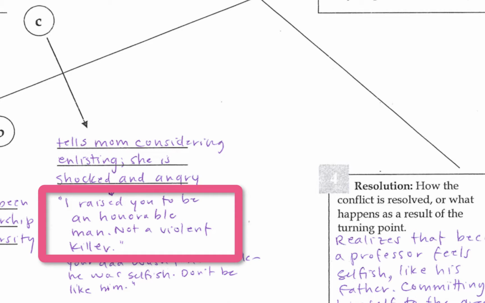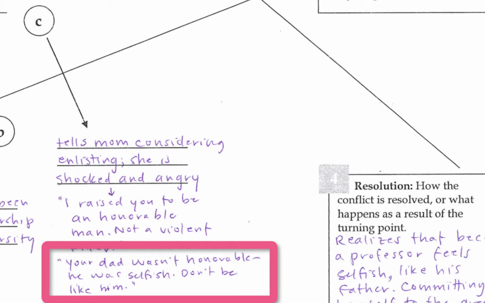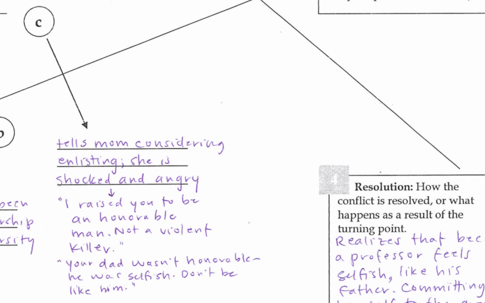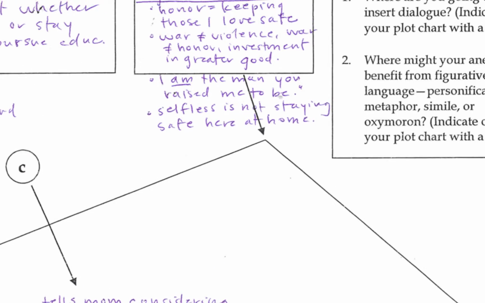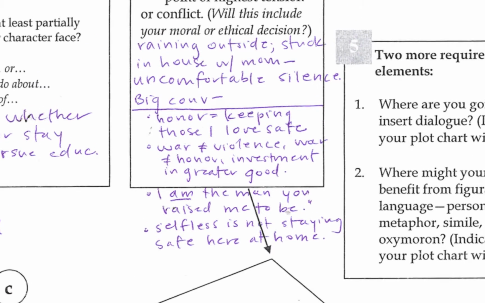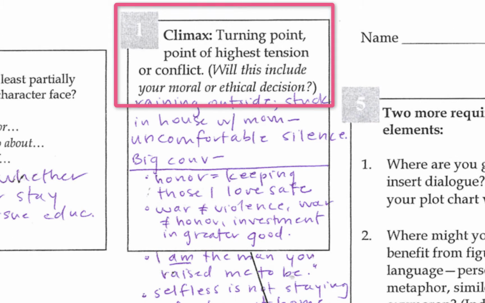And then she's going to appeal to my memories of my dad. So she's going to say that my dad wasn't honorable, he was selfish, and don't be like him and leave me here to do the wrong thing. So that is what's going to lead us up to the next day, I think, where there's this big tension between me and my mom because we left off on a bad note on that conversation. And that takes me up to this conversation with my mom at the climax.